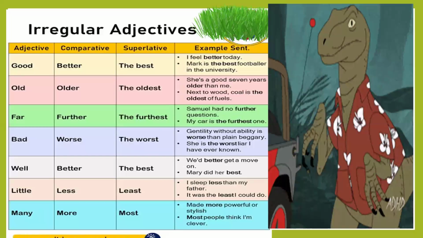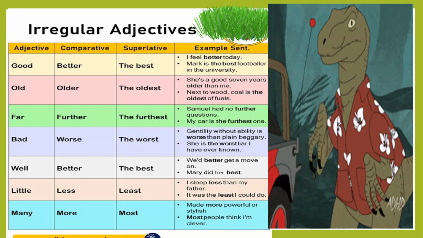So irregular adjectives, adjectives in comparative and superlative forms, and example sentences are given. Good, better, the best. Old, older, the oldest. Far, farther, the farthest. Bad, worse, the worst. Well, better, the best. Little, less, least. Many, more, most. Example sentences are: I feel better today. Mark is the best footballer in the university.